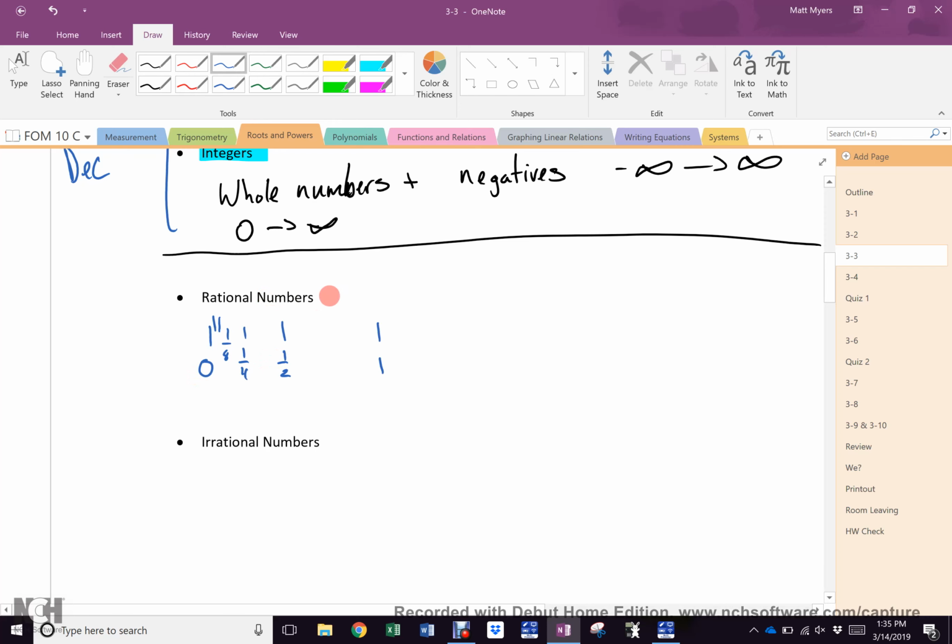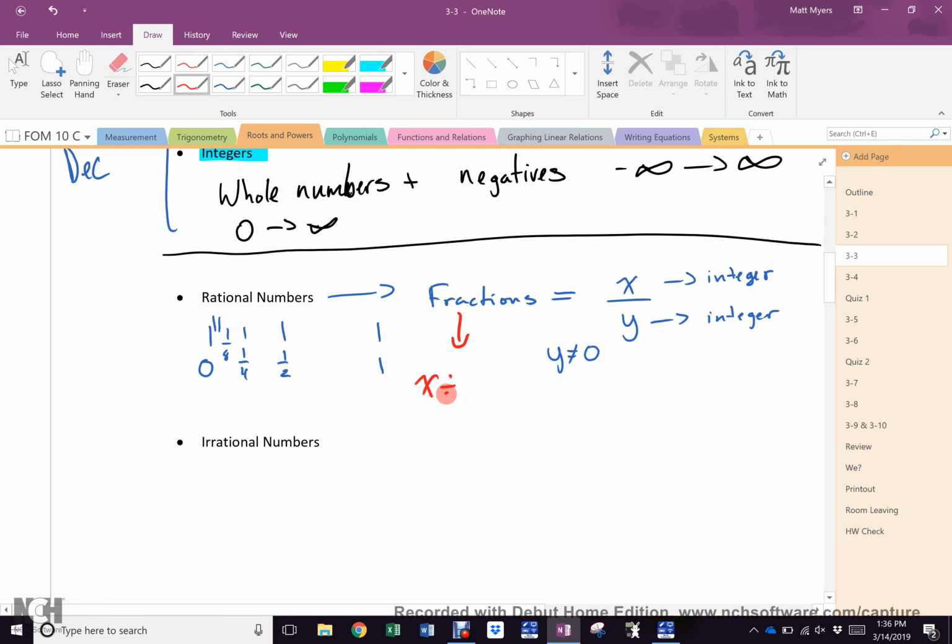Rational numbers are fractions. But they have some rules. They have to be x over y. X has to be an integer. And y has to be an integer. And y cannot equal 0. Any number that you write like this is a rational number. And those are your fractions. Your fractions lead you to your decimals because they are x divided by y. And that gets you a decimal.